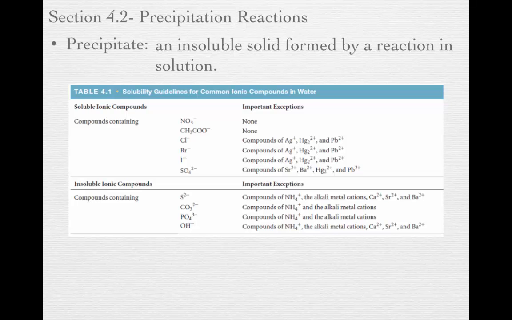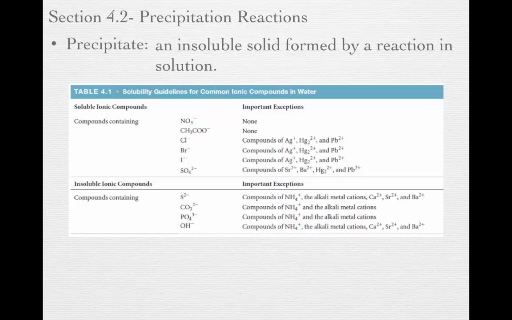So let's look first at the soluble part, the top part of this table. All of these anions are going to be soluble except for the following exceptions. So if you notice nitrate, the first one, there are no exceptions for nitrate, which means any compound that is formed with nitrate will always be soluble in water. The same thing goes for acetate. All compounds that form with acetate will be soluble.